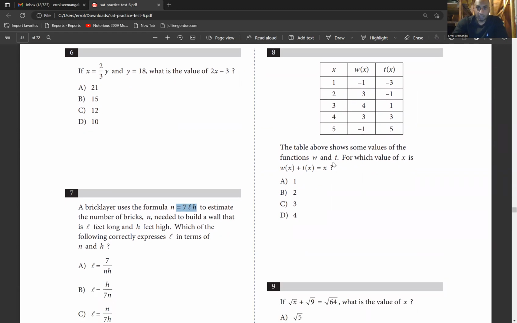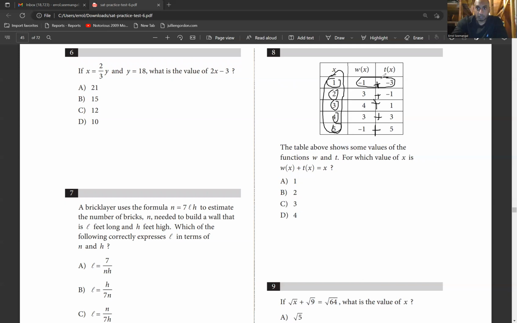8. They give you a little table of values. The table above shows some values of the functions W and T. There's your W and T. For which value of X is W of X plus T of X equal X? All right, so what does that mean? For which value of X, which one of these is when you add these two the same as this one? Add these two, what do you get?